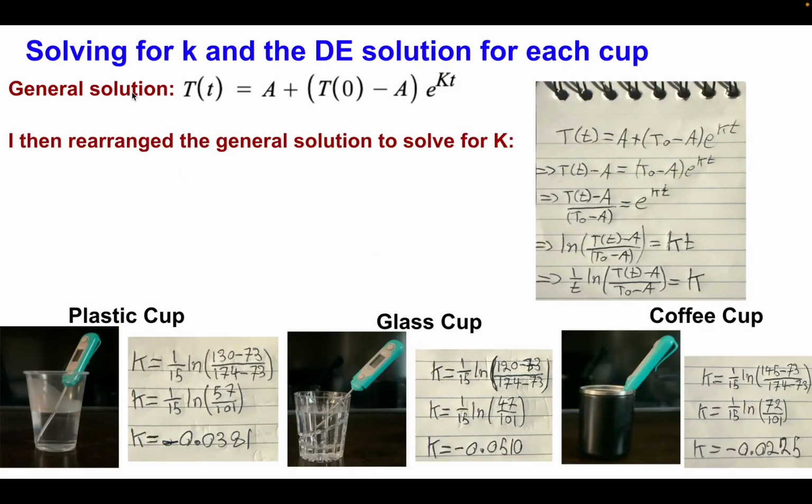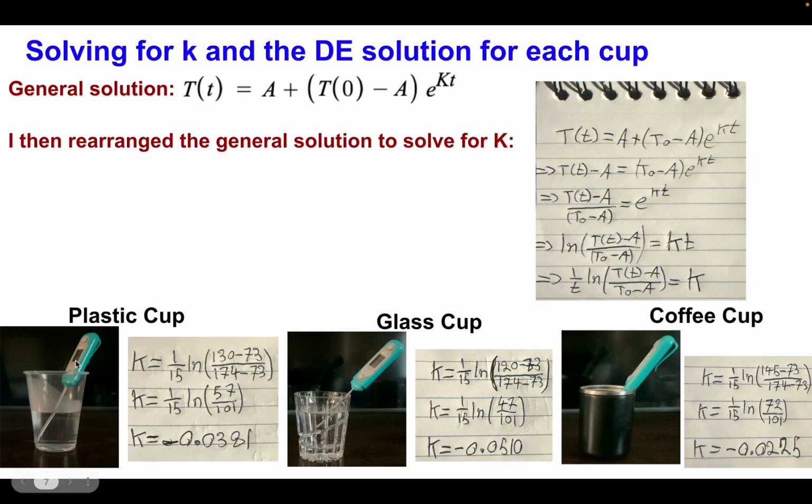So on this page, I solve for k. This is the general solution, and I rearranged this general solution so that I can solve for k. And this is what we get at the end: 1 over t times the natural log of (T sub t minus A) over (T sub 0 minus A) equals k.